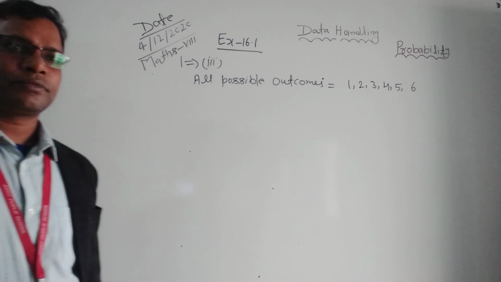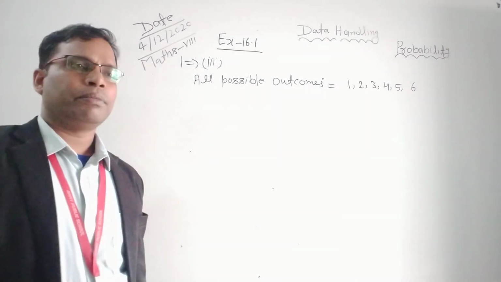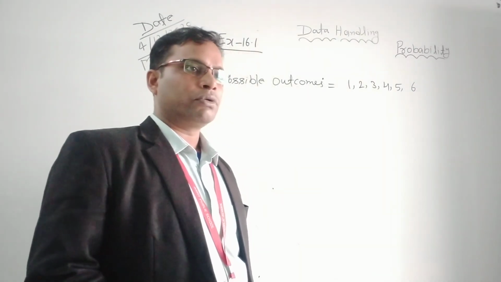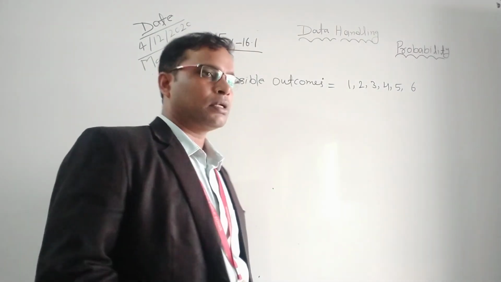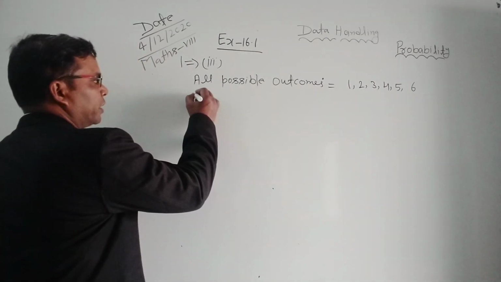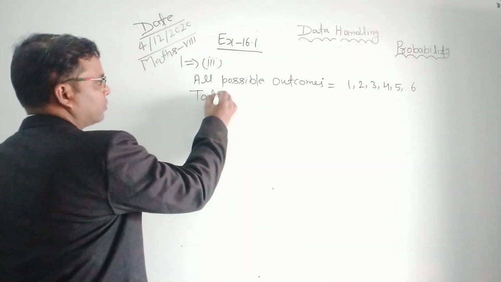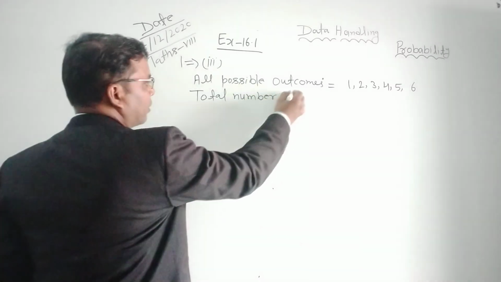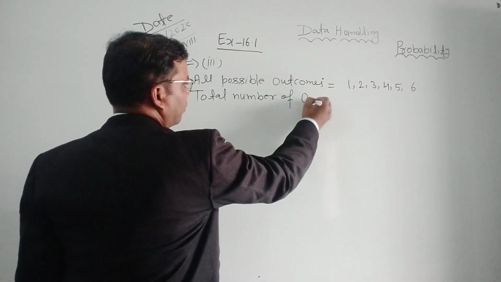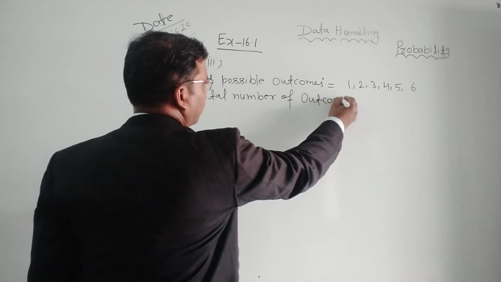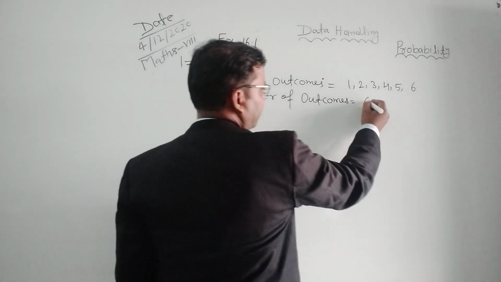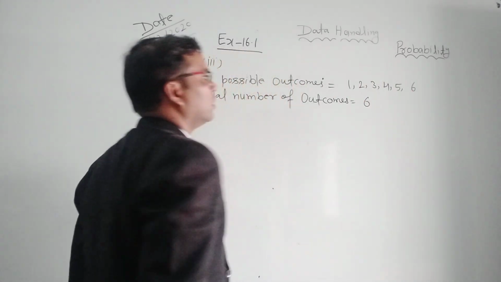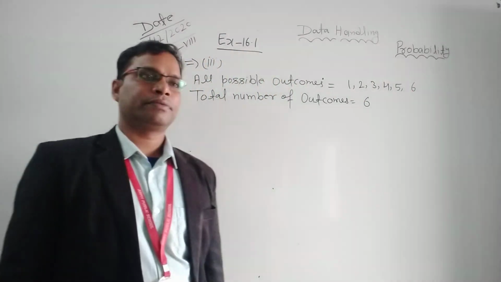Now you can write here total number of outcomes. So we got a total number of outcomes equal to 6: 1, 2, 3, 4, 5, 6. These are all possible outcomes, and total numbers are 6.